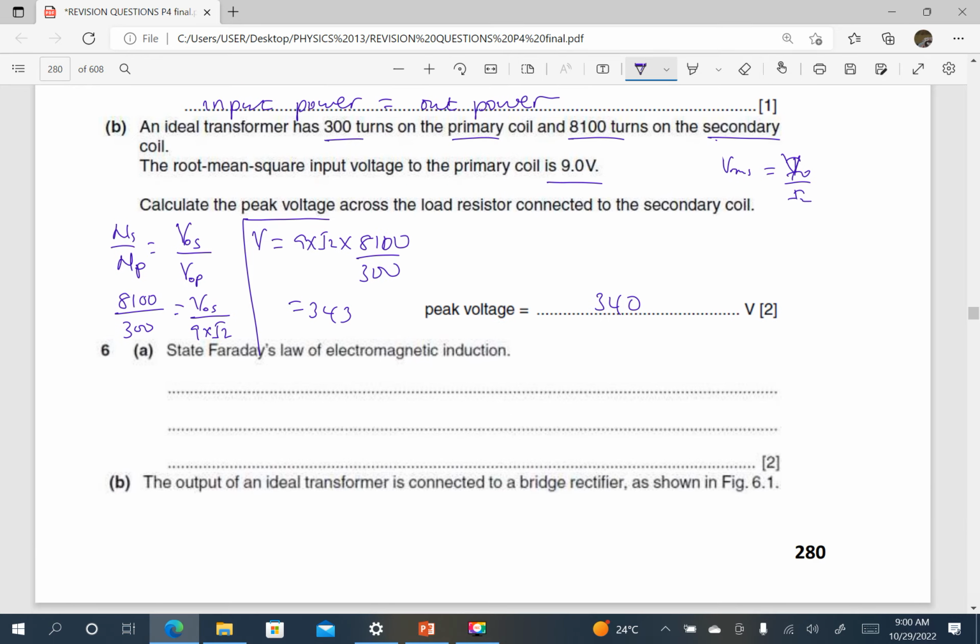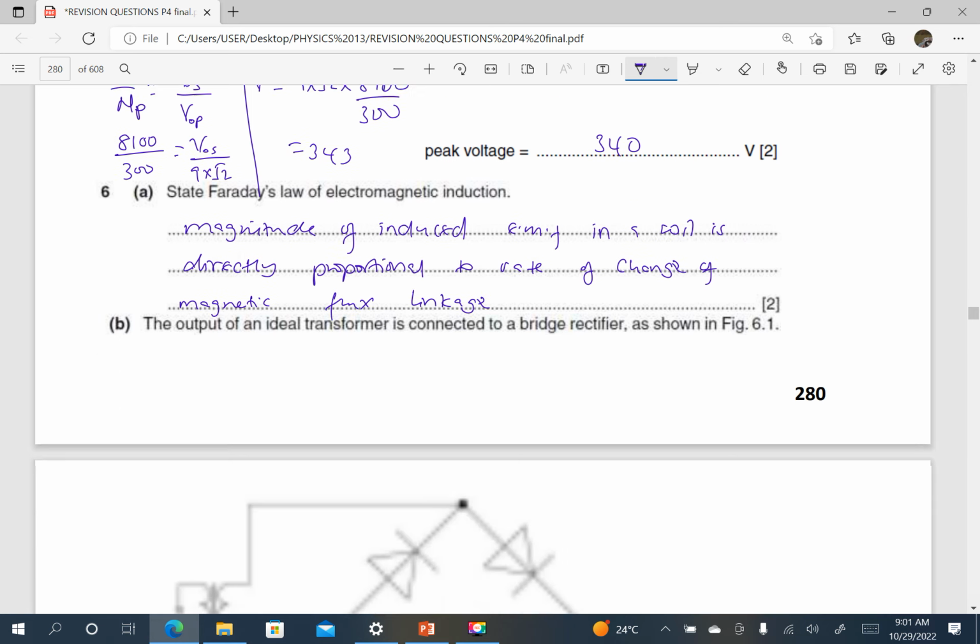Okay. State Faraday's law of electromagnetic induction. The magnitude of the induced EMF in a coil is directly proportional to the rate of change of magnetic flux linkage. So that is Faraday's law.